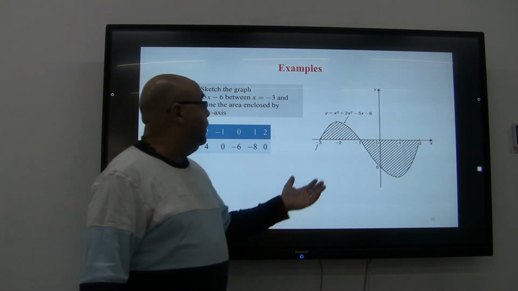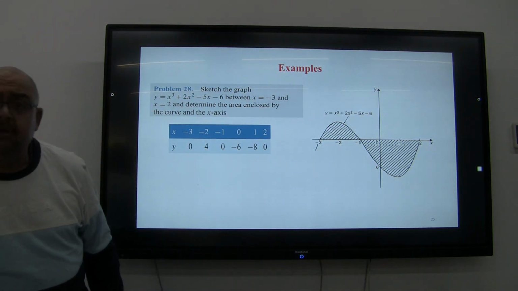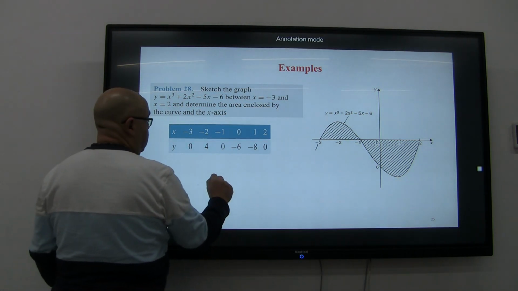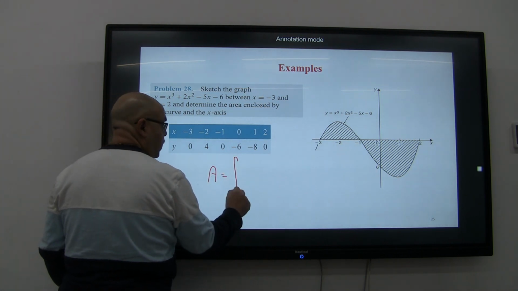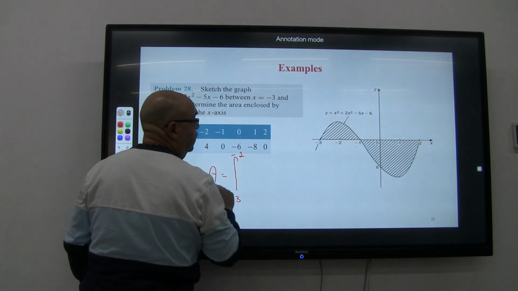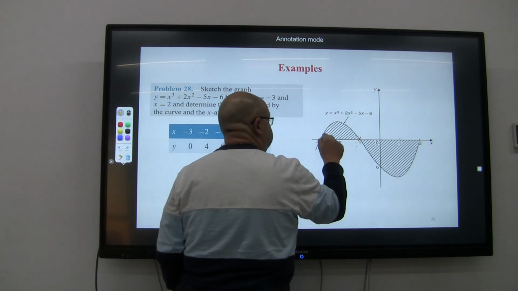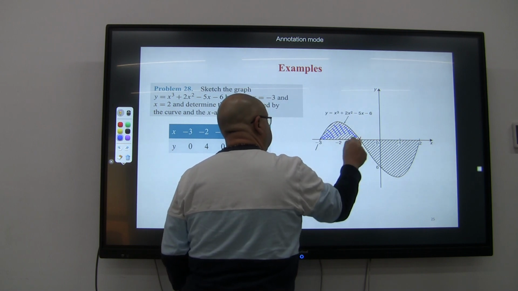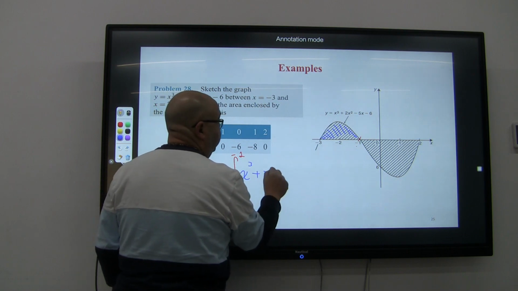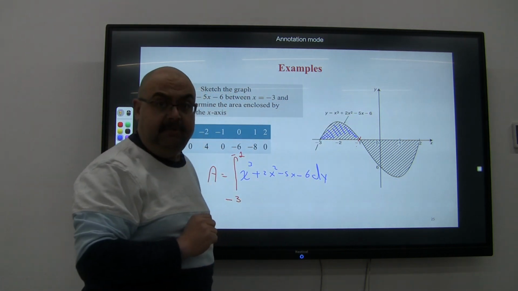I want to evaluate the area bounded by this curve and the x-axis. Any ideas how to evaluate it, Yusuf? Integrate. Okay. So the area is going to be integrating from -3 till -1. This way, I will get this part of the function, which is between -3 and -1, x cubed plus 2x squared minus 5x minus 6 dx. This is the area which is going to be evaluated.